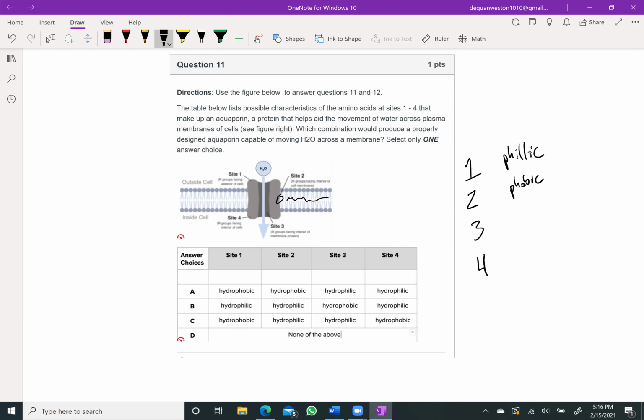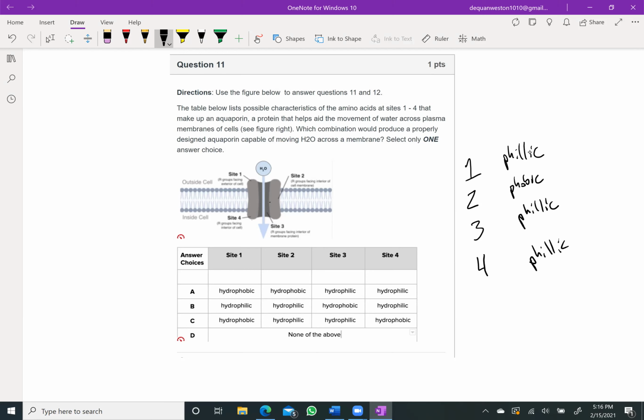Site 3, this is the inside of the protein that needs to be okay with transporting water. So for that to happen, 3 needs to be philic. For site 4, we're in an aqueous intracellular space, so this also needs to be philic. Now, some of you guys can just look at this and automatically think, okay, 1 is philic, 2 is phobic, and you can just cross-reference with the graph. But writing it down is a fail-safe, and it'll prevent mistakes, because sometimes when you're going fast, you just mess up.